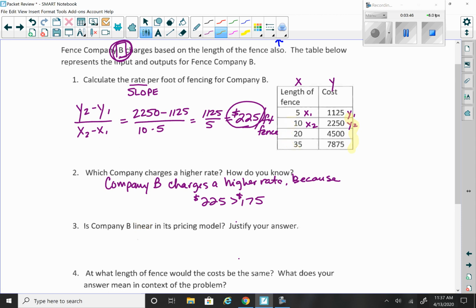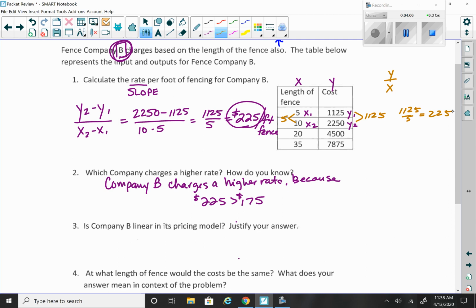So if we look at our first 2 points, these are the ones we already looked at, from 5 to 10, that goes up by 5. And then we know that our y values went up by 1125. Remember, the slope or rate of change is the change in y over change in x. So 1125 over 5, we know that we got 225. That was our slope formula that we already did.